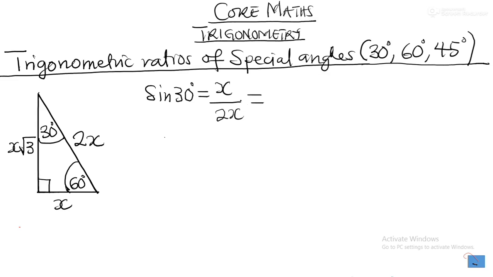So when you simplify, the x here will cancel the x here. So it means that we are going to get 1 over what? Over 2. So what it means is that sine 30 degrees is always 1 over 2. So you have to keep this one in mind. That is the exact value of sine 30. Sine 30 degrees is always 1 over 2. I hope you get it. Good.